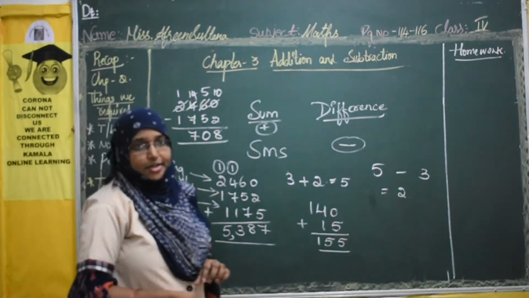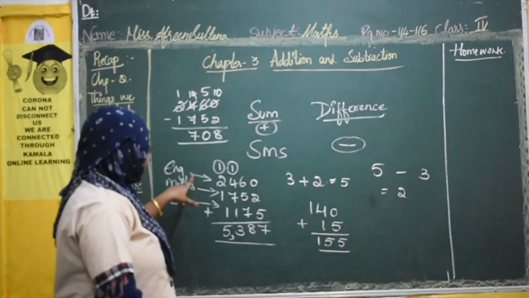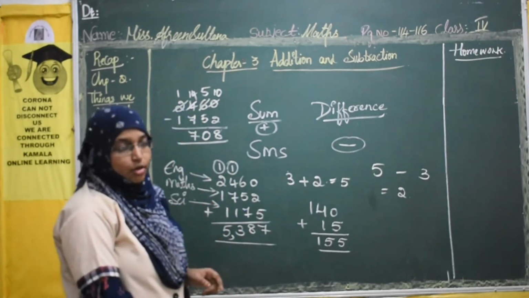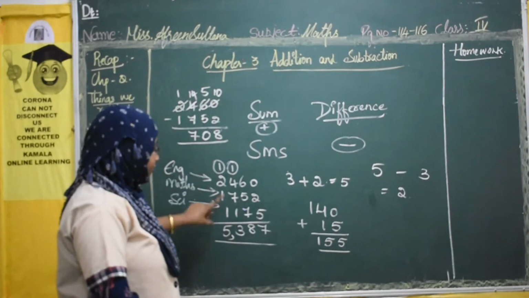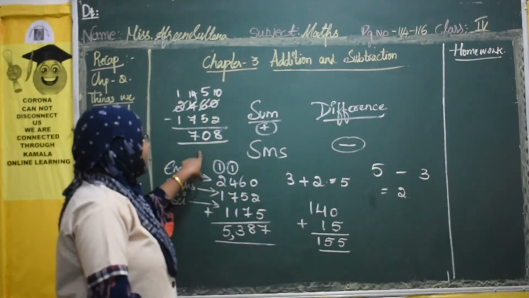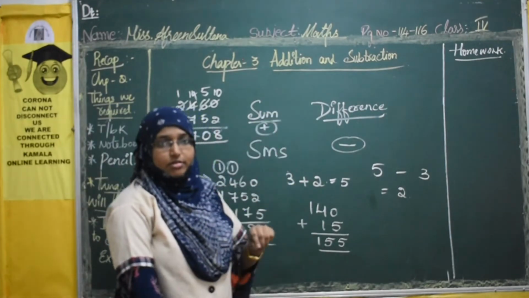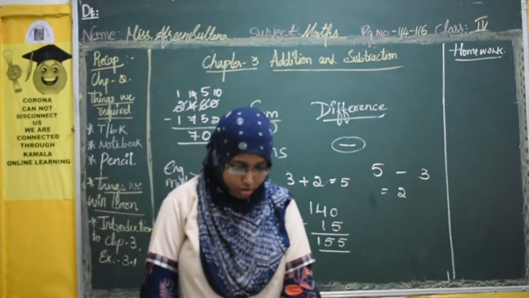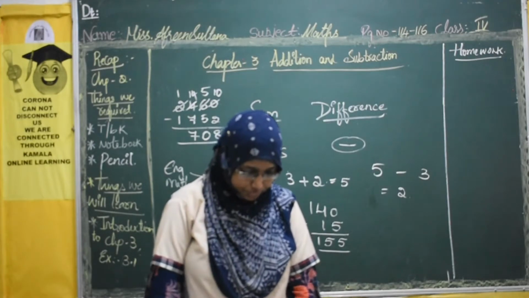So 7, not 8 books. 708 more English books are there than maths. Hope it is very clear. So in a single question itself, he has given addition and subtraction. That is what our chapter is. Right? Now let us see addition of large numbers.